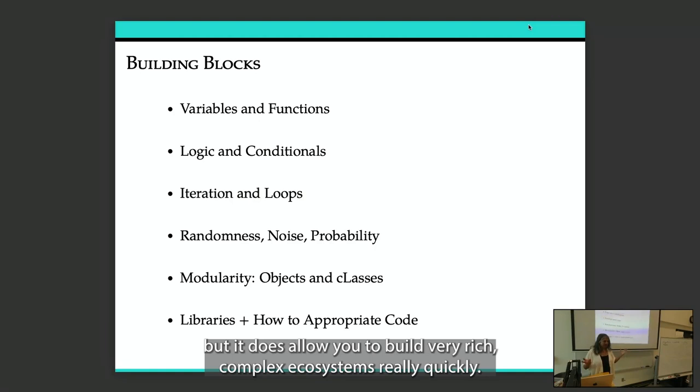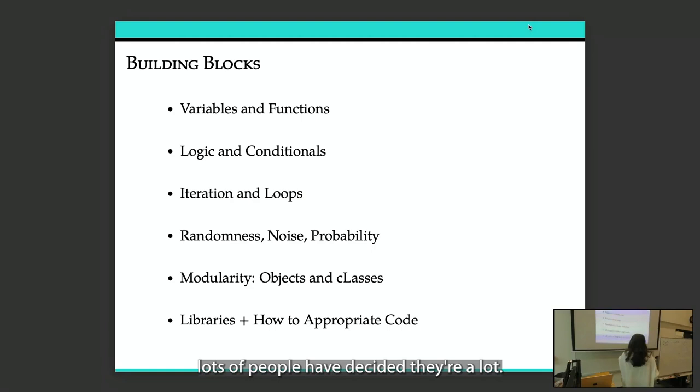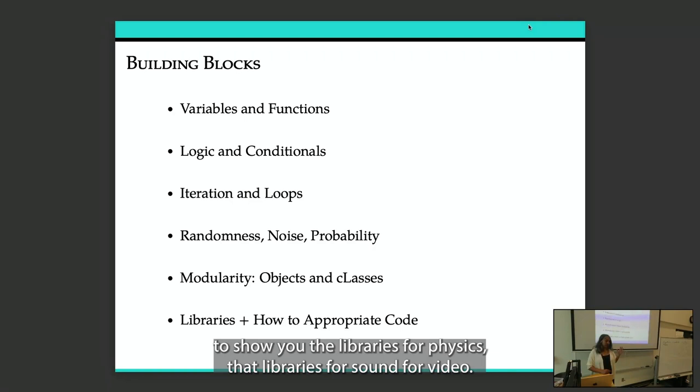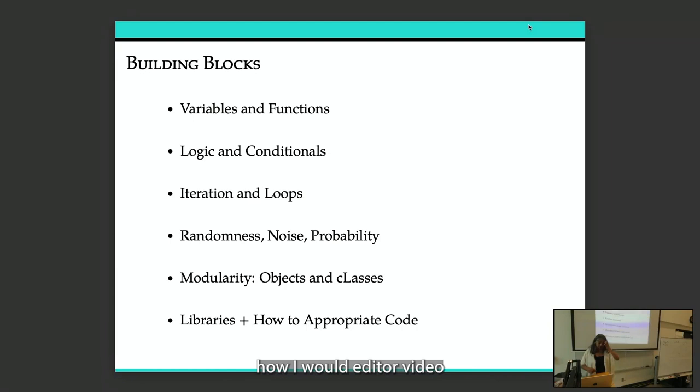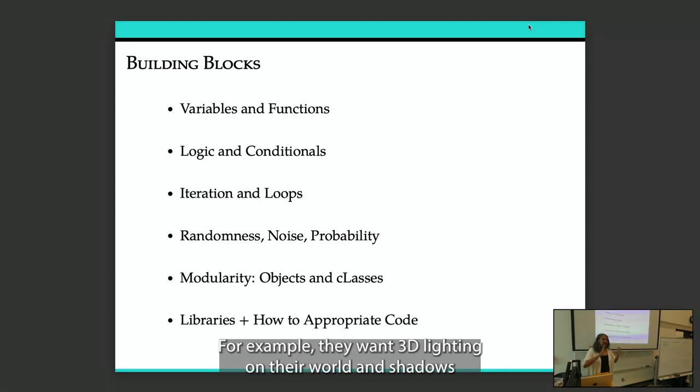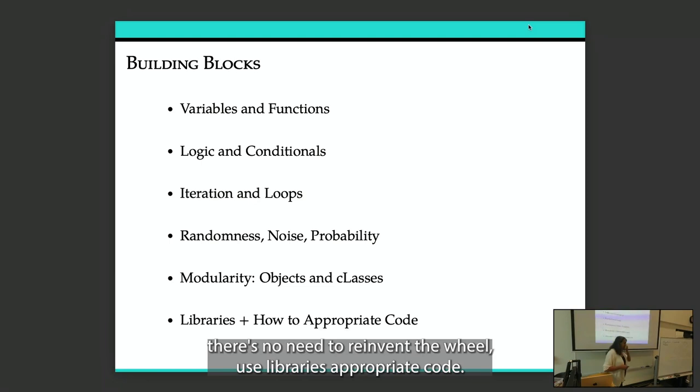And the last thing is libraries. Lots of people have decided, and there's one library called Generative Design that I'm going to show you. There are libraries for physics, there are libraries for sound, for video. You can do all your video editing by writing programs and processing, actually, very quickly, which is, sadly, for the most part, how I would edit a video. But libraries, people have decided this is the kind of thing people want to do all the time. For example, they want 3D lighting on their world and shadows. And I'm going to write a library that does all that so you can call it. There's no need to reinvent the wheel.